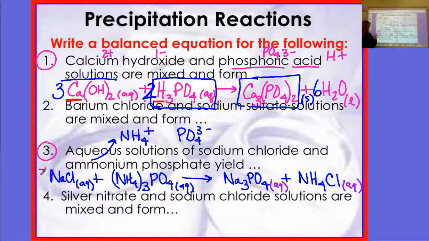Again, I have to balance. 3 sodiums over here because I have 3 over here. 3 ammoniums here. 3 there. That's 3 chlorine. And now I should be balanced. Pause the video here and try number 2 and 4. I'll write out the answers so you can double check your work.